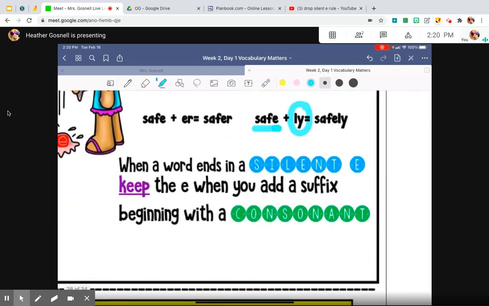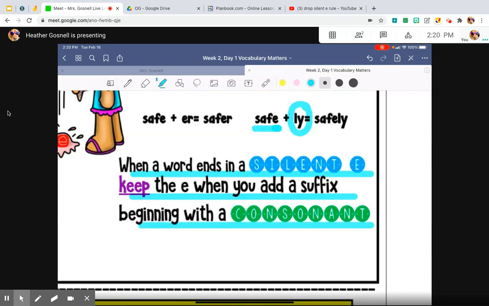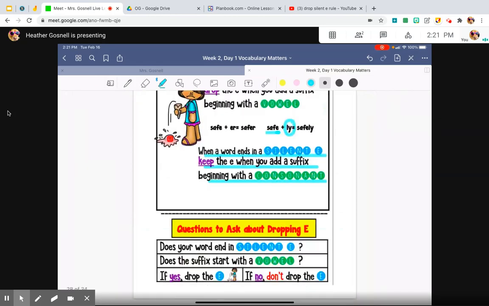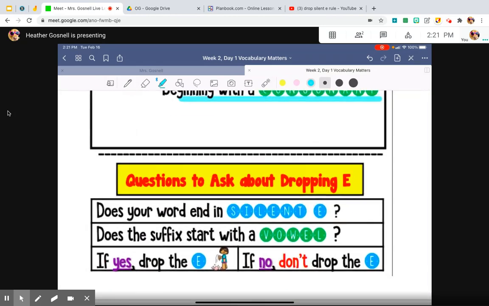So, the rule is for that is when a vowel ends in a silent E, keep the E when adding a suffix beginning with a consonant. And that is all our rule is this week. So we're going to take a look at questions to ask about dropping E.